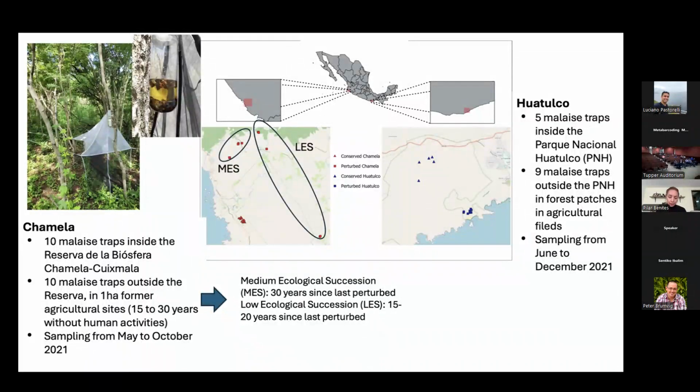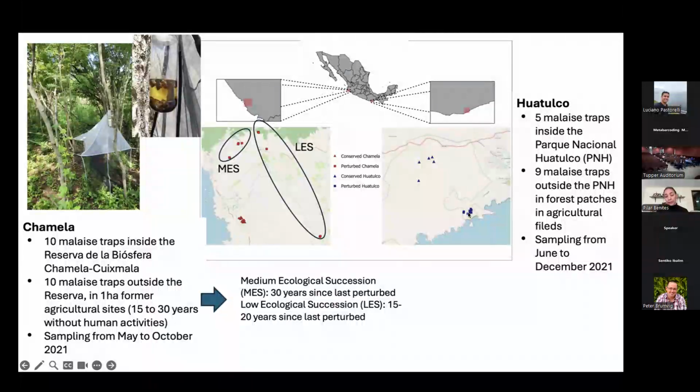Because there was a natural breakage in the years they have been without human activities, we separated these sites outside the Reserva as medium ecological succession, to talk about plots that had been 30 years since last perturbation, and low ecological succession for sites with 15 to 20 years since last perturbation.